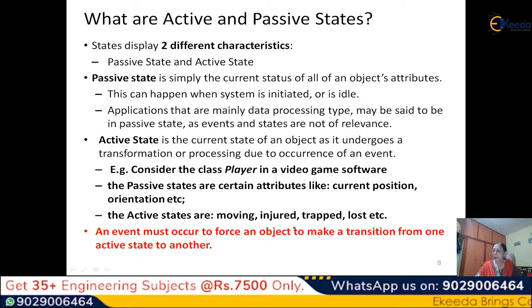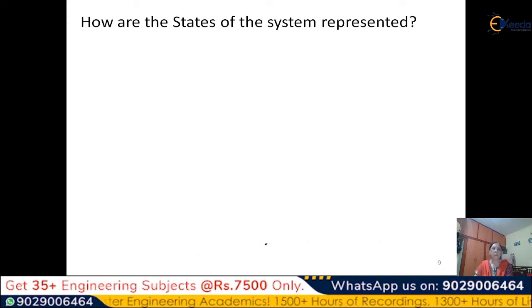So there always has to be an event. There has to be an event to force the object to make the transition from one state to another. If the event doesn't come, then it will remain in the current state and wait for the event to change.